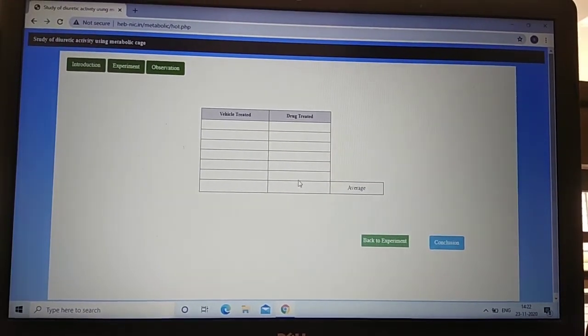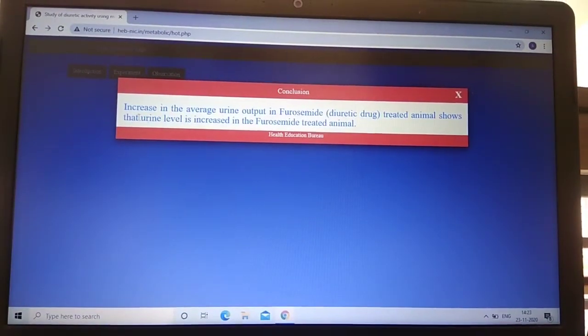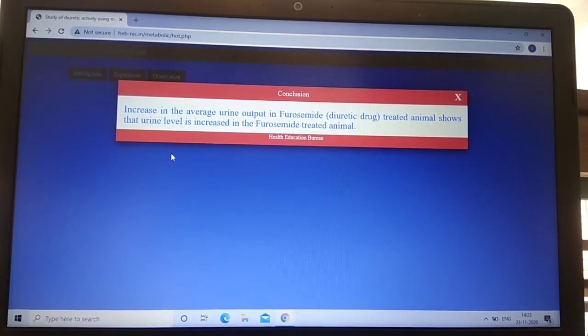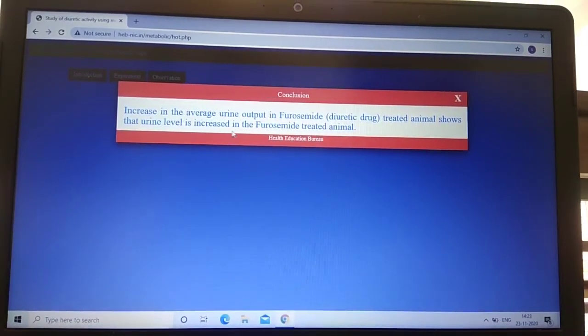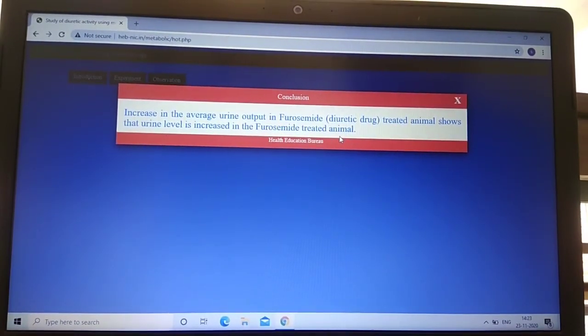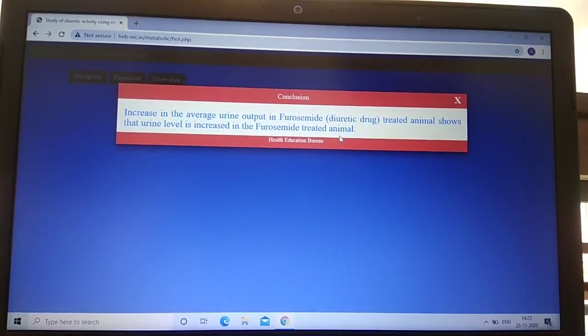As you already know, furosemide is a diuretic drug. So normally, in conclusion, we can see that in case of vehicle treated and drug treated animals, the urine output for drug treated, that is furosemide treated animals, has to be more. So the average urine output is increased in the furosemide treated animals, which shows that urine level is increased with furosemide, a diuretic drug. So we can see that the drug furosemide helps to increase the urine output, and we have compared it with the vehicle treated animal.